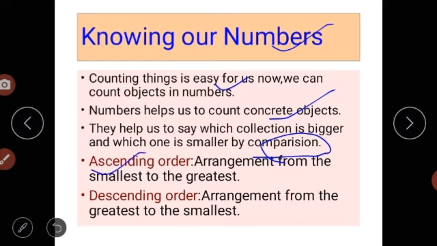Next we have ascending order and descending order. Ascending order is nothing but the arrangement from the smallest to the greatest. That one is called the ascending order. If in an arrangement we first start with the smallest one and then go to the greatest, that order is called ascending order. Next, in descending order, we arrange the numbers from the greatest to the smallest, as opposed to the ascending order.